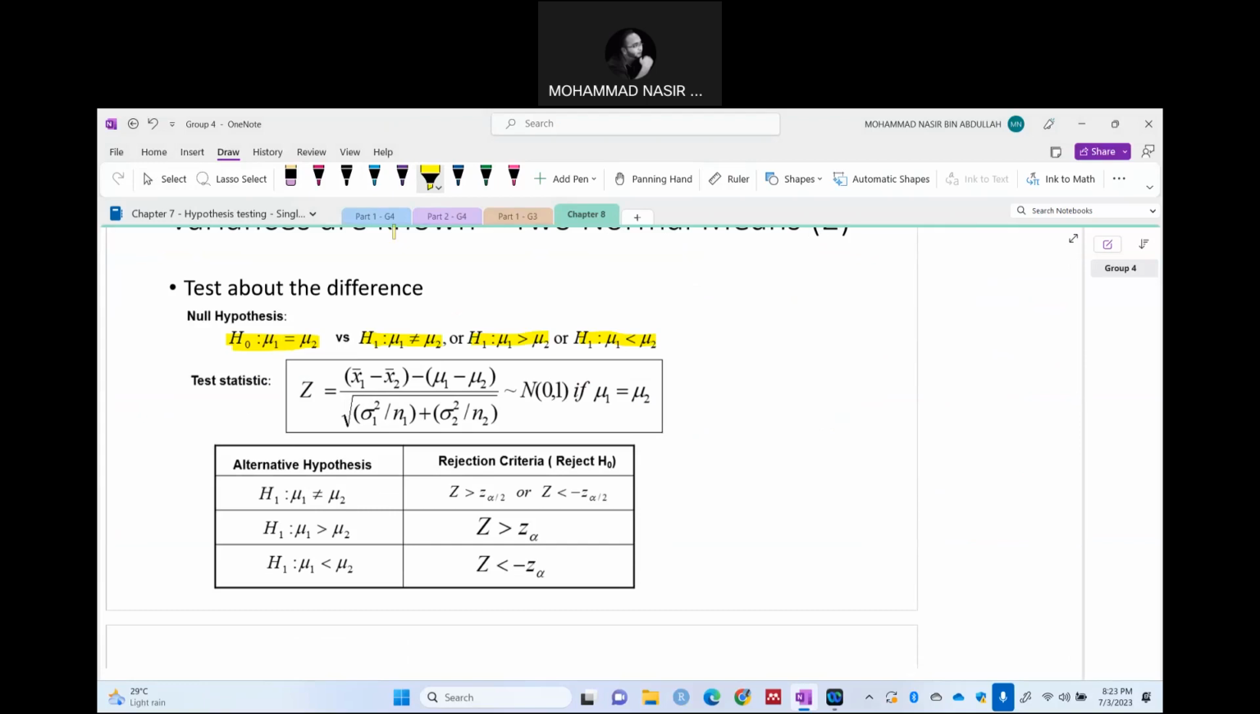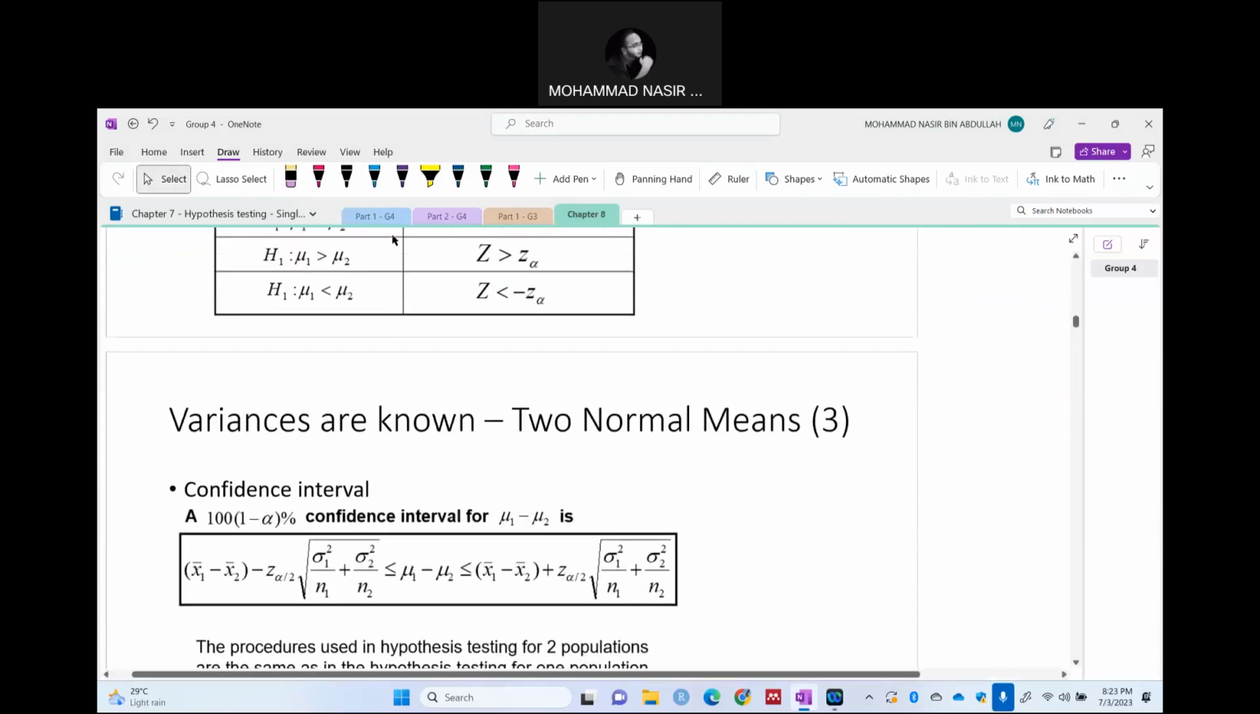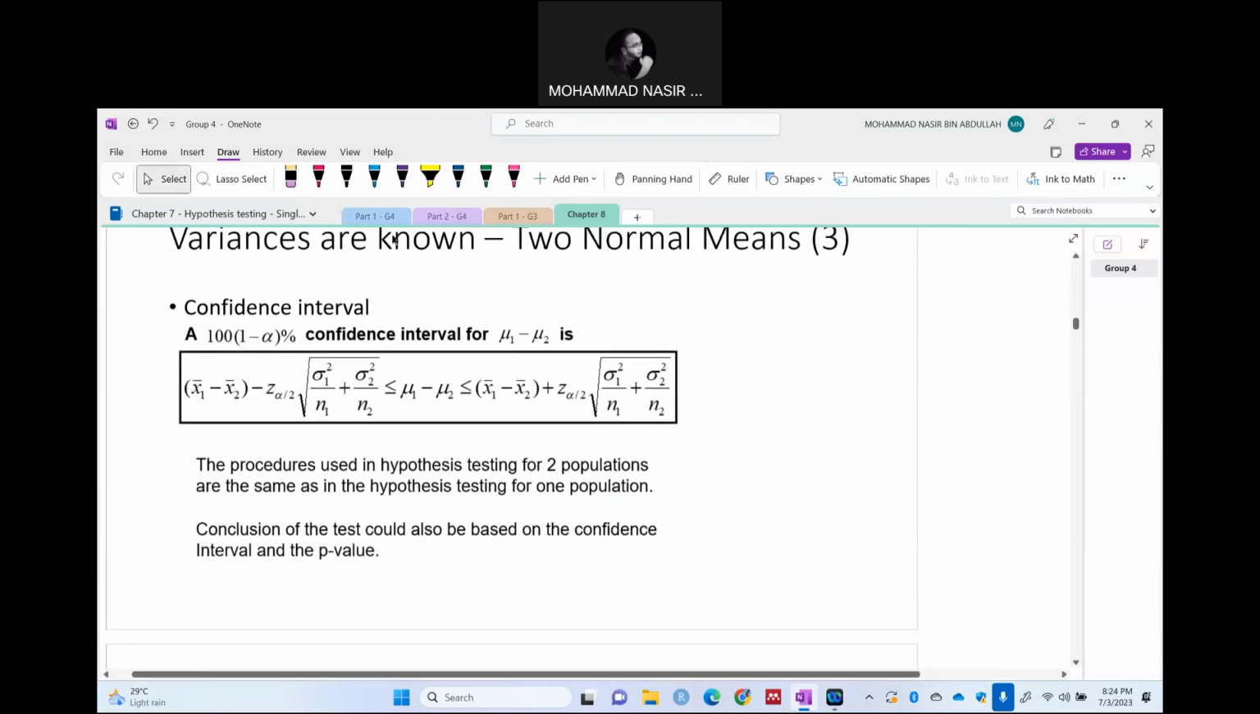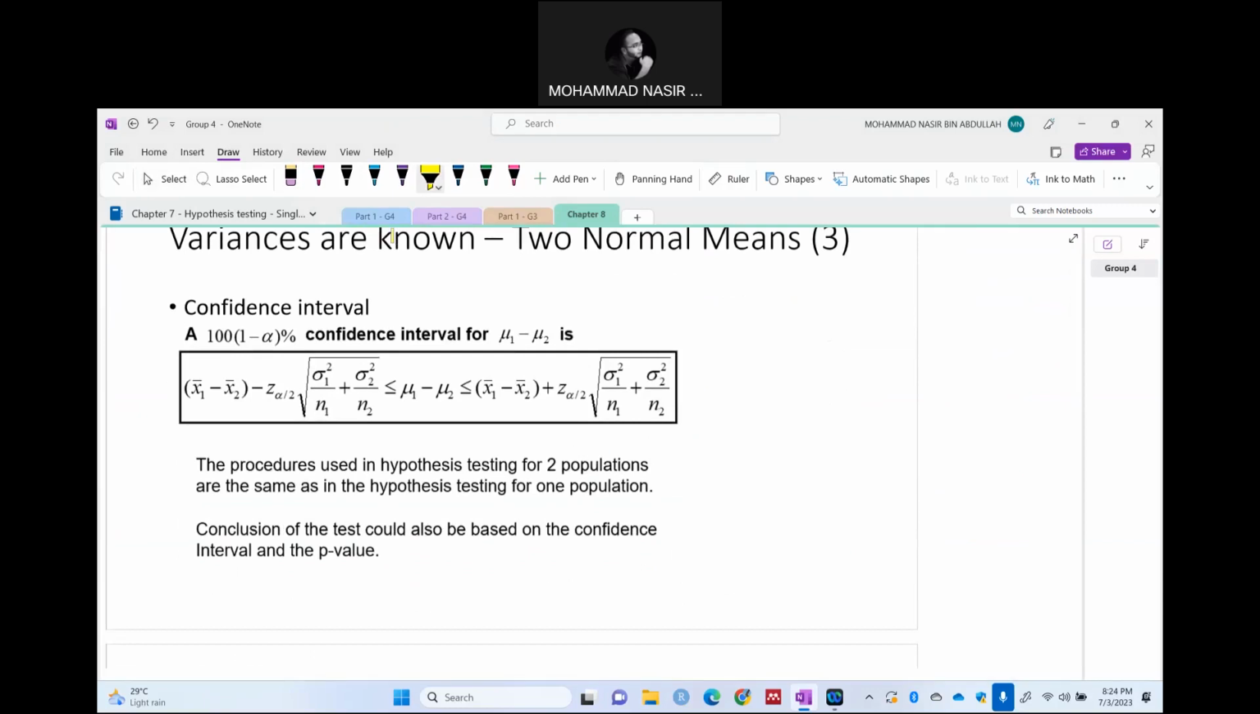If you still remember chapter number 7, I already gave you the rule how to find the p-value for z-test, right? So now this is a confidence interval for Z distribution where the population variance is known, right? We use the standard error here. Standard error is equal to the square root of sigma 1 squared divided by n1 plus sigma 2 squared divided by n2.